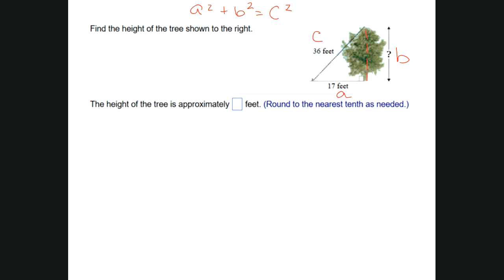Let's set up our equation. 17 squared plus B squared equals 36 squared. 17 squared is 289, plus b squared equals, and 36 squared is 1,296.